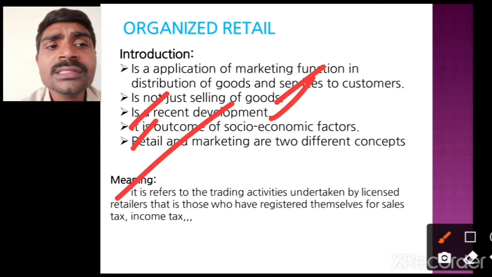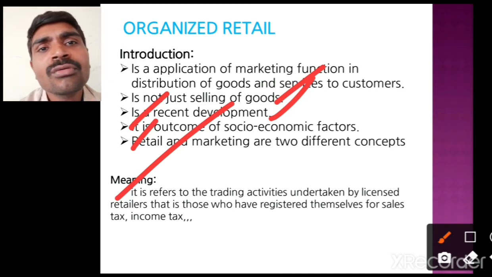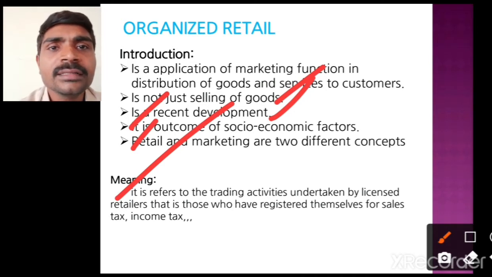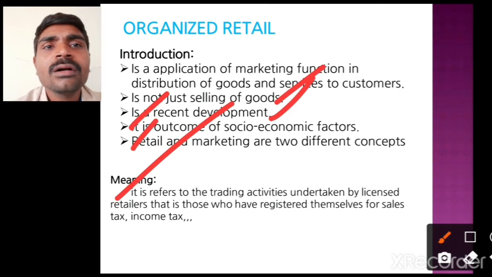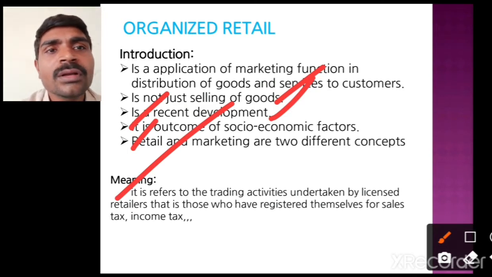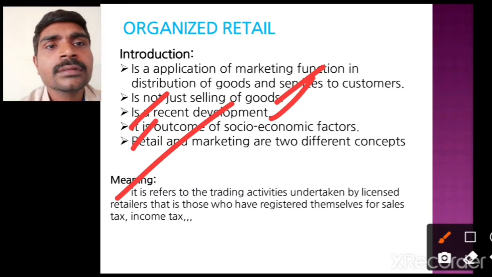And those who have registered themselves and have to pay the sales tax, income tax, and many other local taxes come under organized. If you are not paying any sales tax and income tax and are not registered, then you go for unorganized retailers. As I already told you, organized retailers are those for whom there is a set of rules, principles and laws.